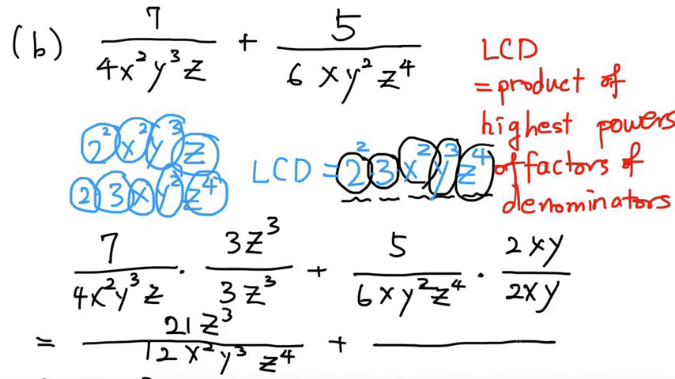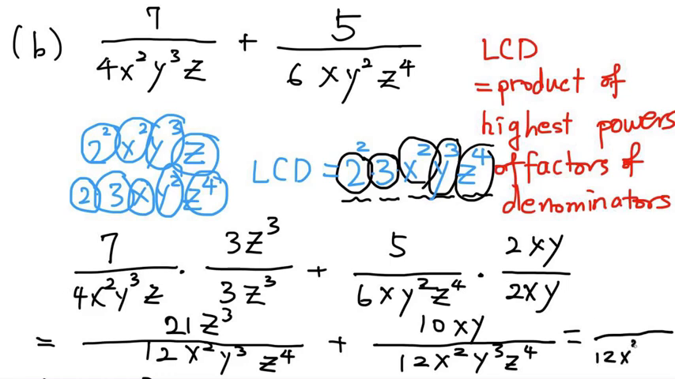And the second term is 12 x squared, y cubed, z to the fourth in the denominator. And in the numerator, we have 10xy. So put two terms together. Here is the denominator, and add up the numerator. We have 21 z cubed plus 10x times y. So that's the answer.